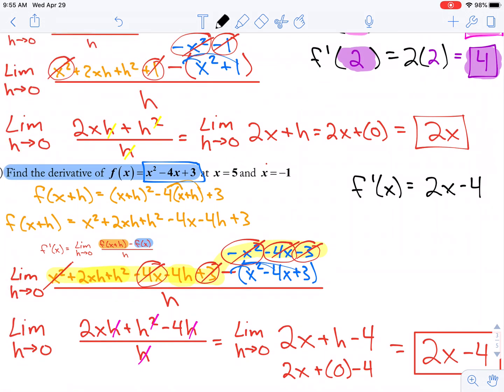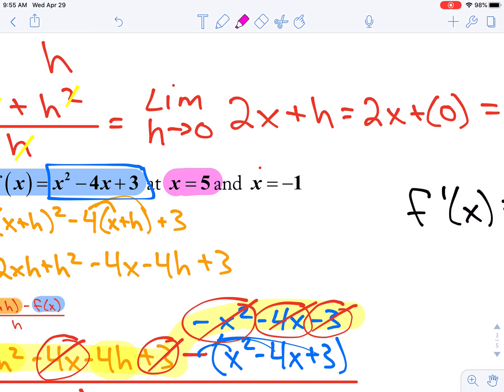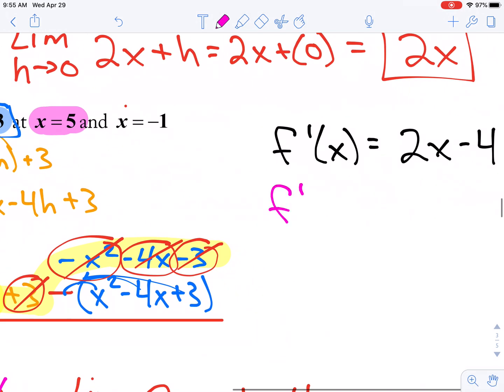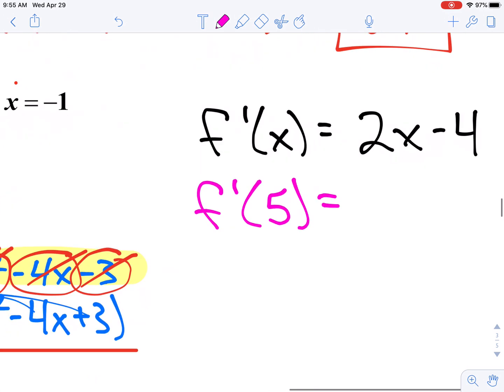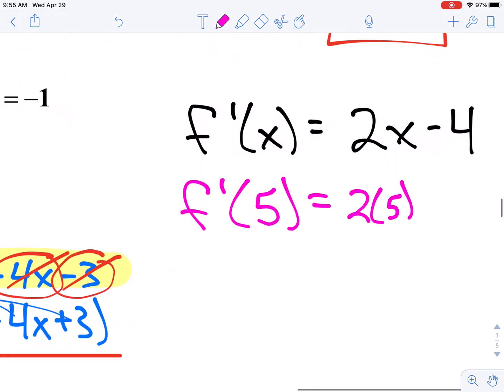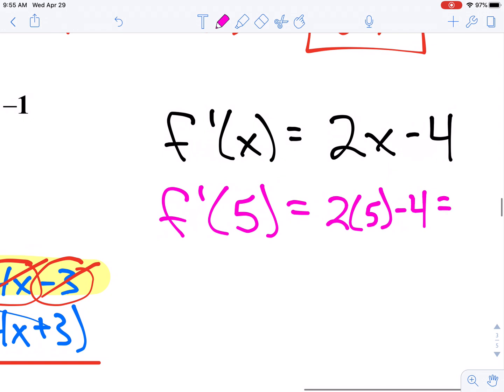Now the last part here is if we want to find the value of the derivative at a specific point. If we want to find it at x equals 5, we simply plug in 5. So f prime of 5 becomes 2 times 5 minus 4, which is 10 minus 4. 10 minus 4 is 6.